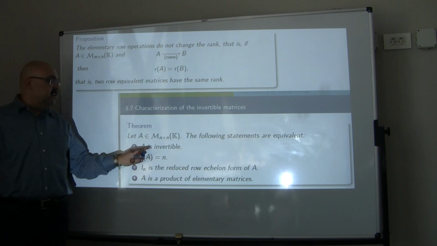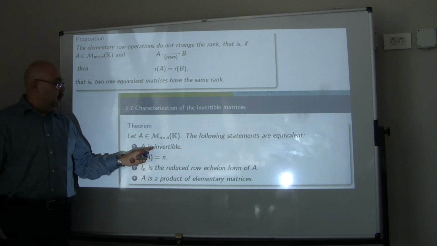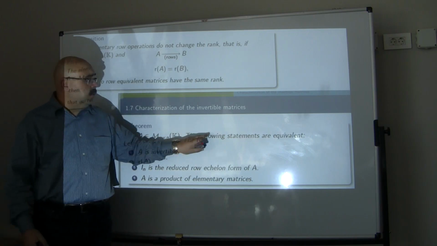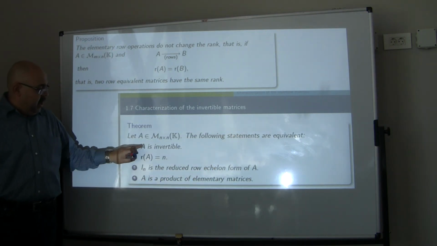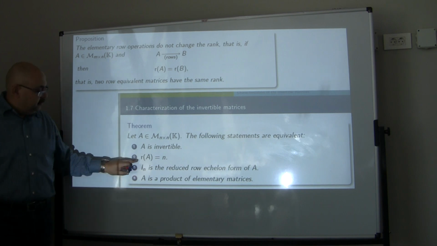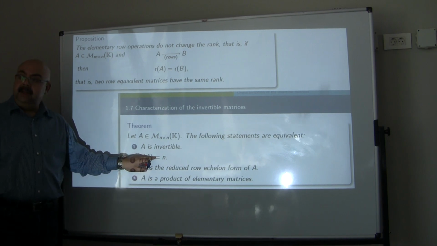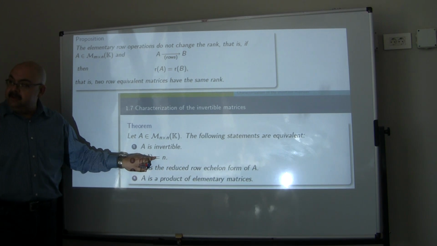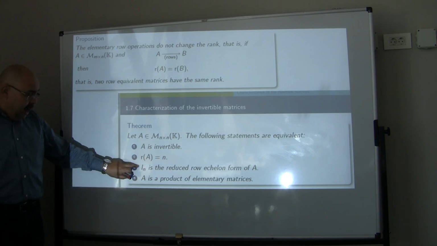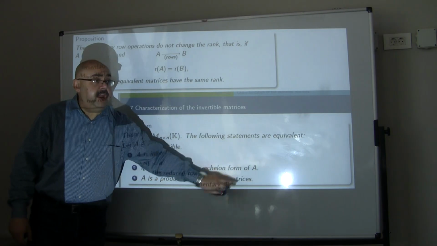Okay, A is invertible, number 1. Let A be an element of n by n; the following statements are equivalent. A is invertible. Rank of A equals n, meaning the rank of A must equal the number of its rows. IN is the reduced echelon form for A.